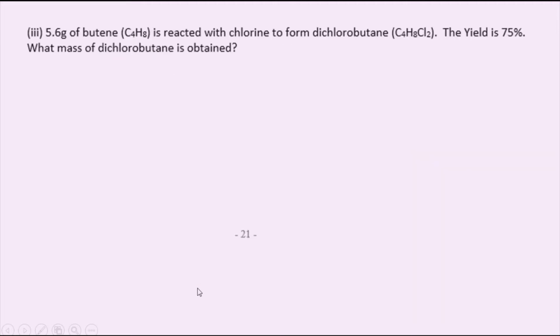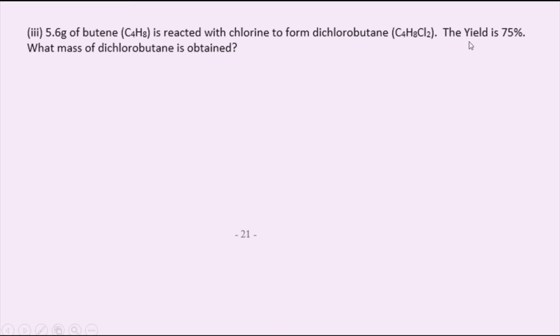The example underneath it, number 3, is a similar reaction, but there's a little bit different at the end. So 5.6 grams of butene, C4H8, is reacted with chlorine to form dichlorobutane. So that's one of our addition reactions from alkenes. And you can see there that we've got a figure for butene.